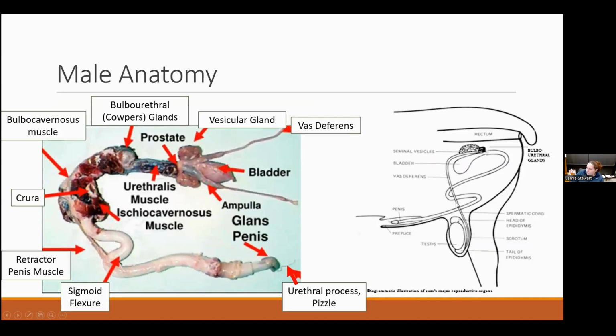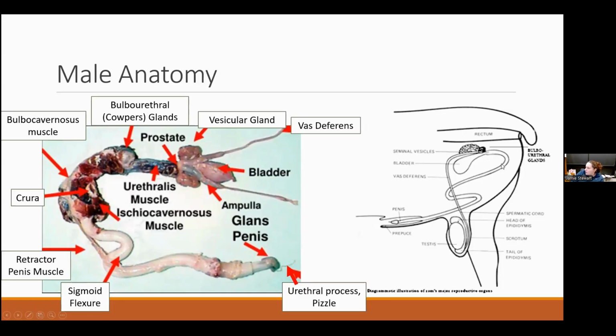So this is the vas deferens, or ductus deferens, you'll see different terminologies for that. Basically the sperm are produced here. It comes up through your vas deferens, and it's going to join with the fluids being produced by your accessory sex glands.